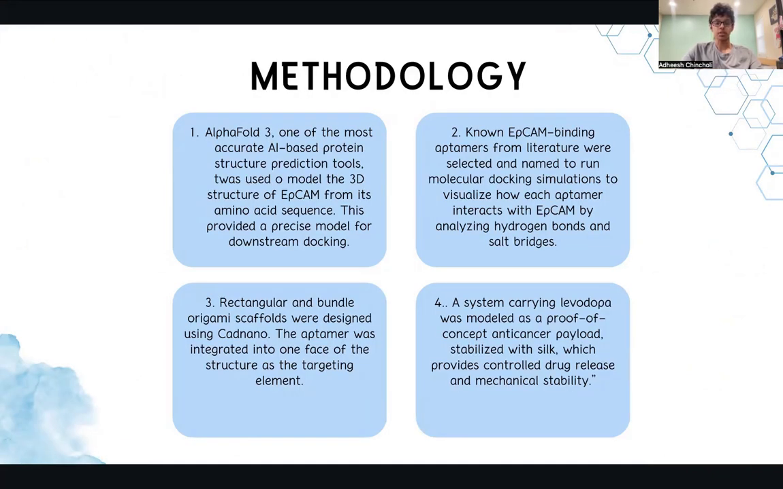Now, my methodology included four main stages. First, I used AlphaFold 3, an advanced AI-based protein structure prediction tool, to generate the 3D structure of the EpCAM receptor based on its amino acid sequence. This gave me an accurate model. Secondly, I selected known EpCAM-binding aptamers from literature and performed molecular docking simulations to study their interactions. This allowed me to identify which aptamers form the most stable complexes, focusing on hydrogen bonds and salt bridges that indicate strong binding. Third, using CAD Nano, I designed rectangular and bundle-shaped DNA origami scaffolds.